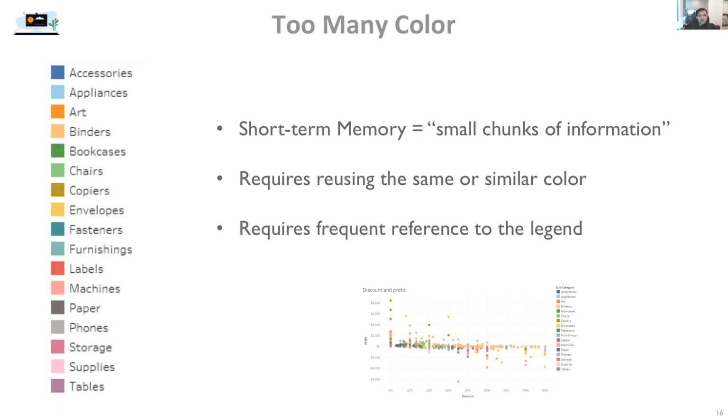Using too many colors means that we are reusing the same or similar colors, because as we increase the number of colors, we will eventually run out of colors that have lots of contrast, so we'll end up with similar colors. For example, in this chart, the colors for tables and storage categories are very similar, and therefore it is hard to tell them apart.